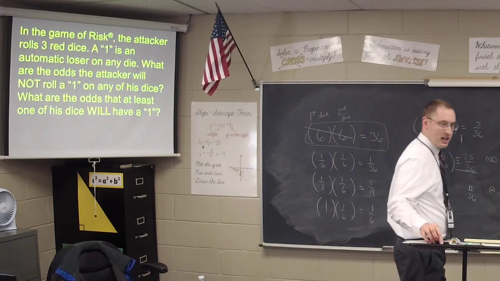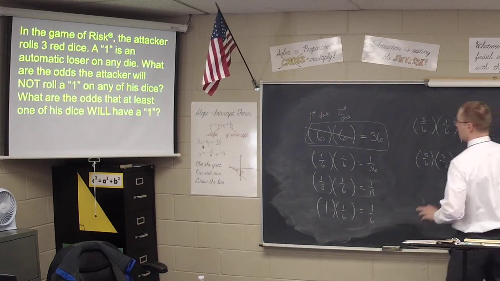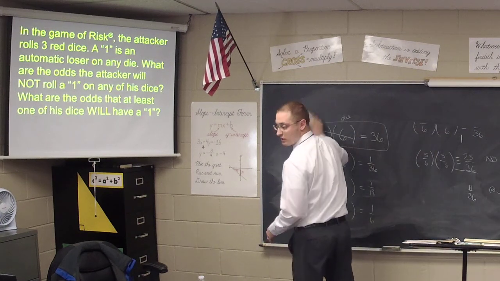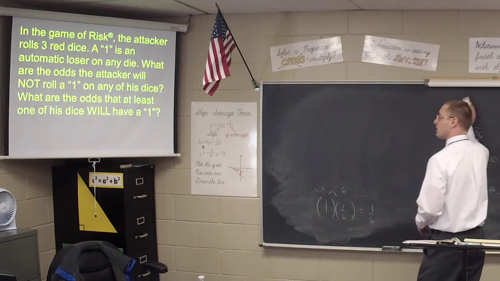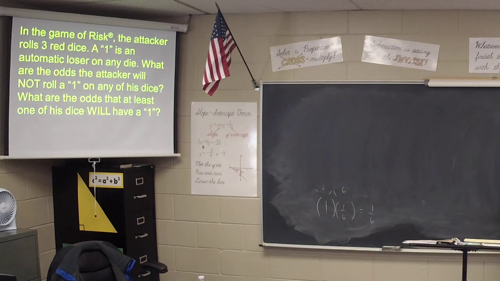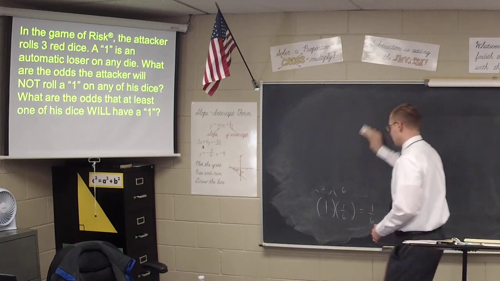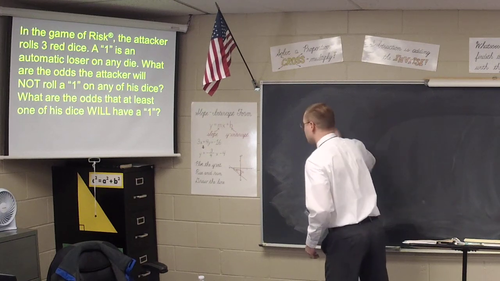All right, and Scott, read this for us. In a game of Risk, the attacker rolls 3 red dice. A 1 is an automatic loser on any die. What are the odds the attacker will not roll a 1 on any of his dice? What are the odds that at least one of his dice will have a 1?